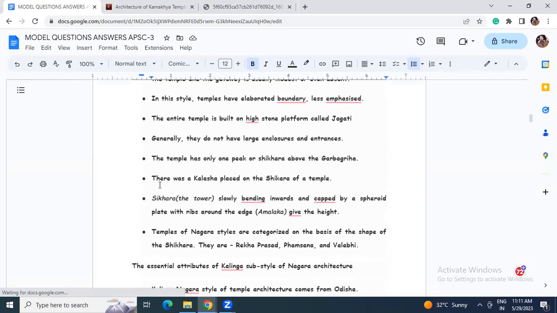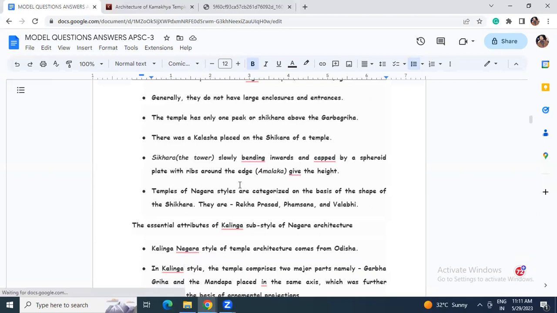So there was a kalasa placed on the shikhara of a temple. Shikhara, the tower slowly bending towards the top, is capped by a spheroid plate with ribs around the edge. Amalaka gives the height.